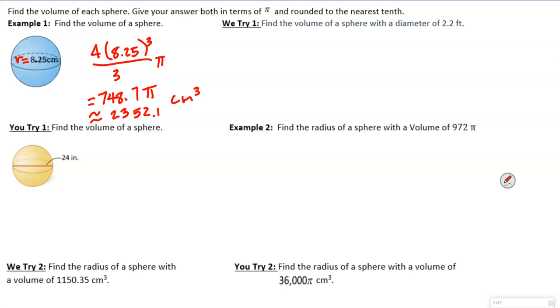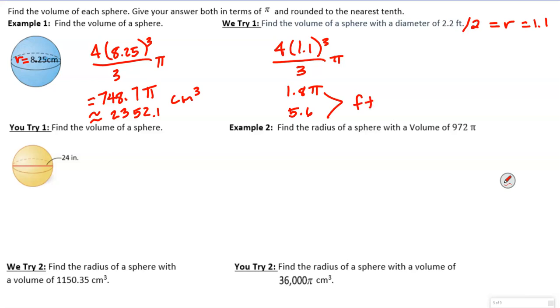So this next one says find the volume of the sphere with a diameter of 2.2. Well, we don't want diameter, we want radius. So we're going to take this value and divide it by 2. So that means our radius is going to be equal to 1.1. So once again, we're going to do 4 times 1.1 cubed, divide all that by 3, and add our pi at the end. So once again, do that in your calculator. And when you do, you get 1.8 pi. And then when you multiply that number in your calculator times pi, you get 5.6. Okay, and again, this is going to be feet cubed.